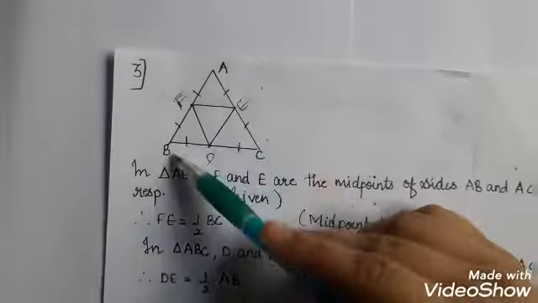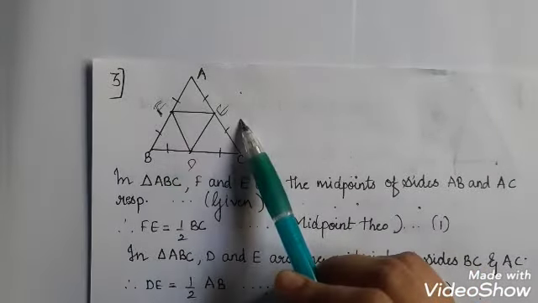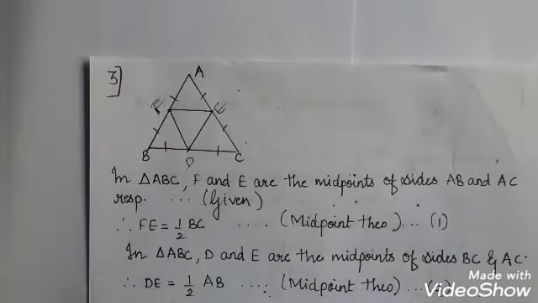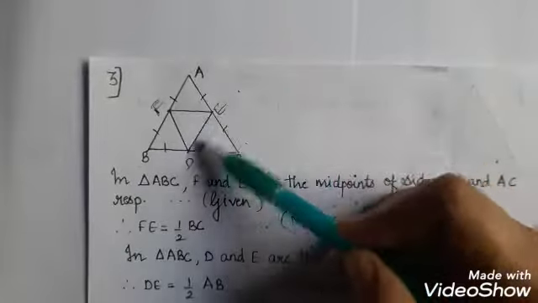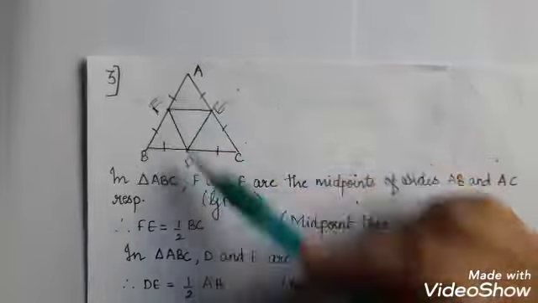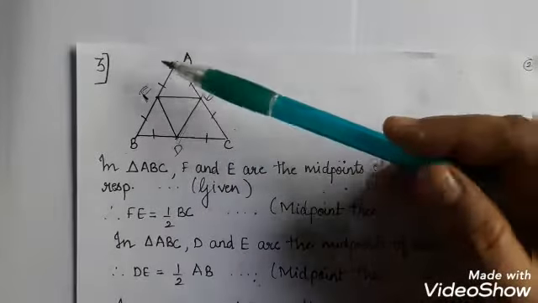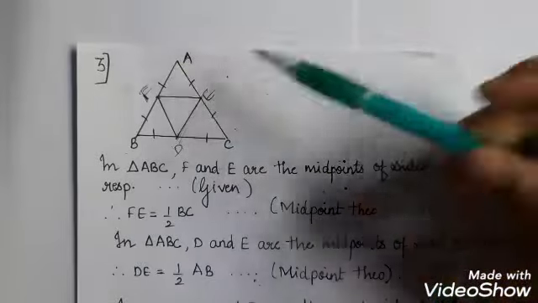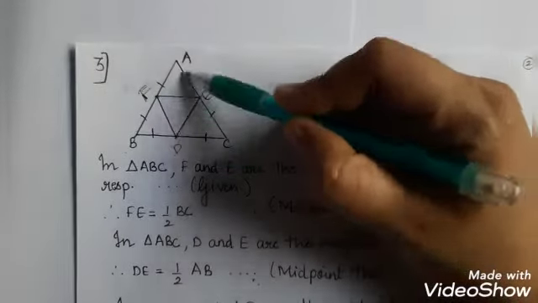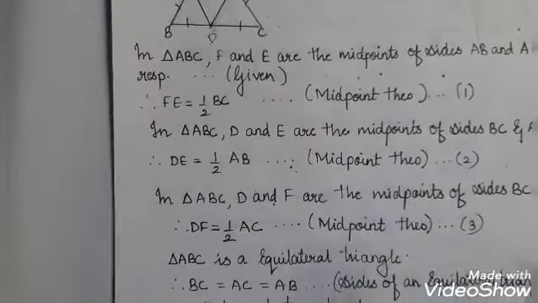So in triangle ABC, point F and E are the midpoints of AB and AC. That is given. So that means FE is half of BC. That is by midpoint theorem. Next, in triangle ABC, D and E are the midpoints of side BC and AC. So that means DE is half of AB, midpoint theorem, equation 2. And the last one, in triangle ABC, D and F are the midpoints of side BC and side AB. So that means FD or DF is half of AC. That is by midpoint theorem.